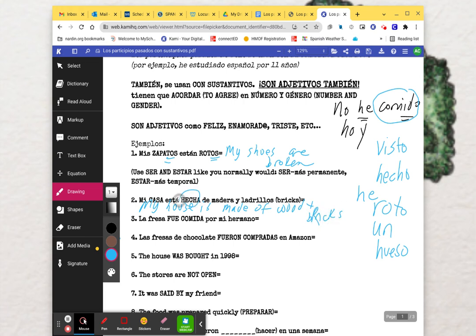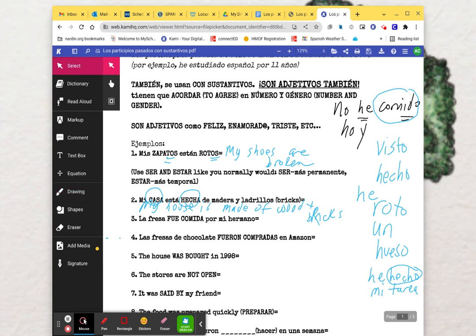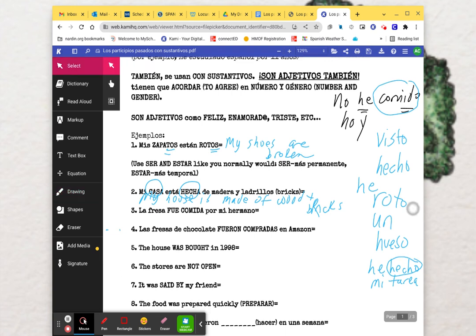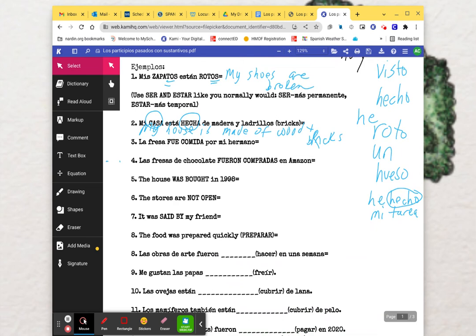So hecha is matching with casa, and that normally would be like he hecho mi tarea, when you said I have done my homework. But now we're going to take only hecho and we're going to have it agree with our noun. La fresa fue comida por mi hermano. So try to think about what the translation of that would be. Take a second. And then you want to fill it in.